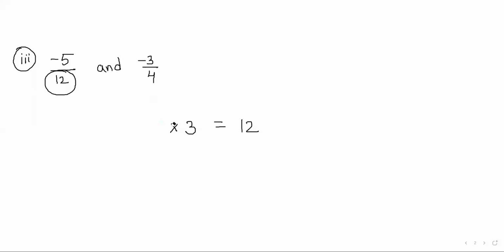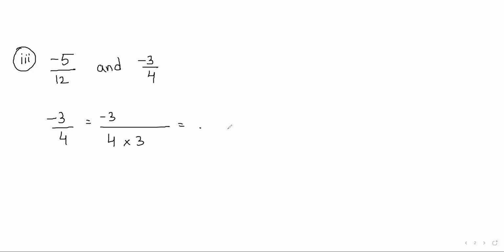So here we'll just make the denominators equal. So let's go for it. Here minus 5 by 12, we are not doing anything to it. Let us keep it as it is. Minus 3 by 4. Now here we are multiplying the denominator 4 with the number 3 so that we get the same denominator, that is 12. Whatever is multiplied to the denominator, the same should be multiplied to the numerator. So we get minus 9 by 12. So the two new rational numbers we now get are minus 5 by 12 and minus 9 by 12.